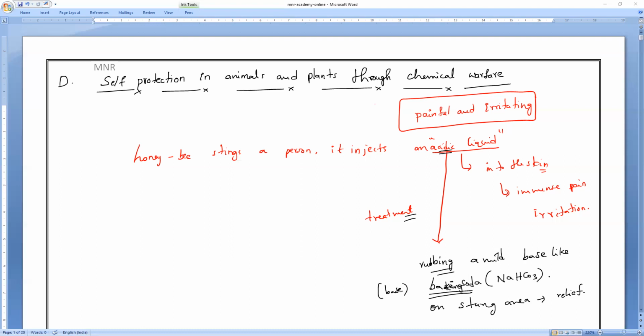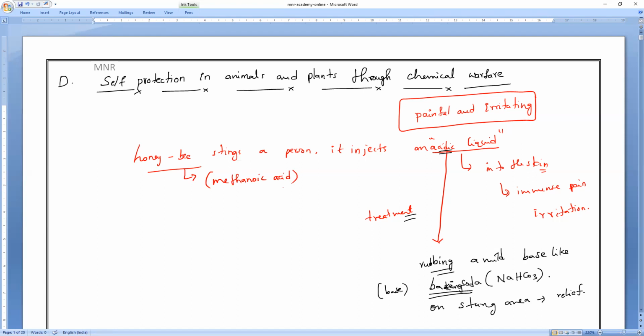Now if you notice, what acid is this? Remember, honeybees inject the acid which is well known to us, what we used to say, methanoic acid. What is the acid injected by them? Everybody? Methanoic acid. Yes, that is it.